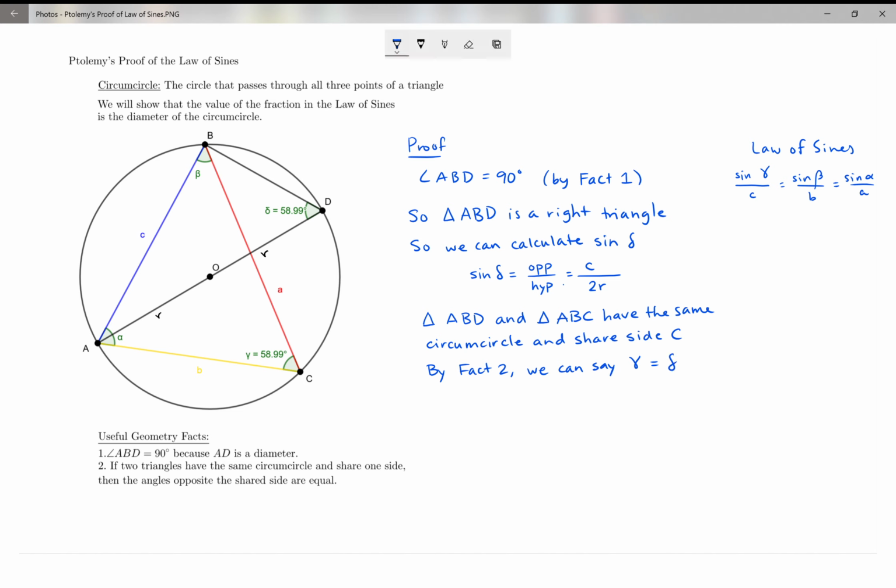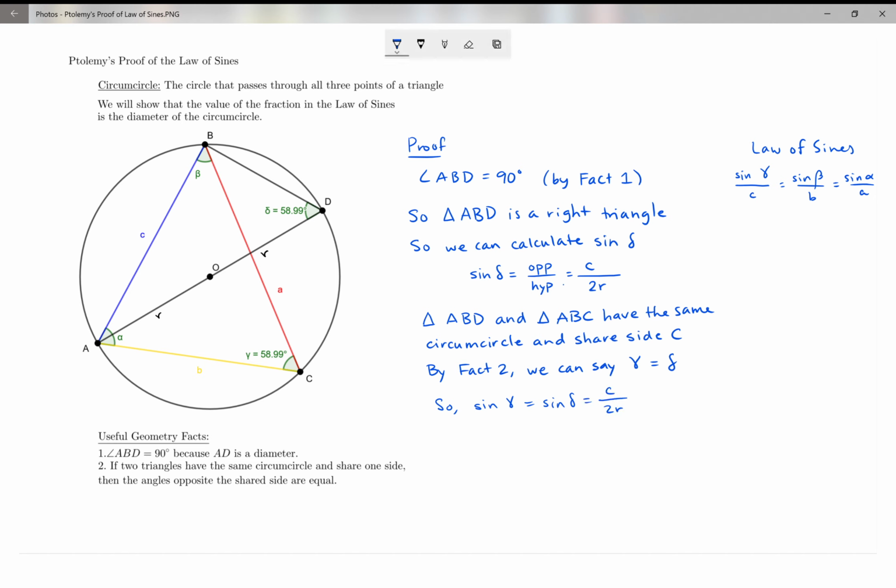Okay, so let's see what we can get from this. Well, we've already calculated sine of delta, so if gamma and delta are equal, wouldn't it make sense that the sine of gamma should be the same as the sine of delta? I think so, so let's write that. So now we know that sine of gamma equals sine of delta equals c over 2R.